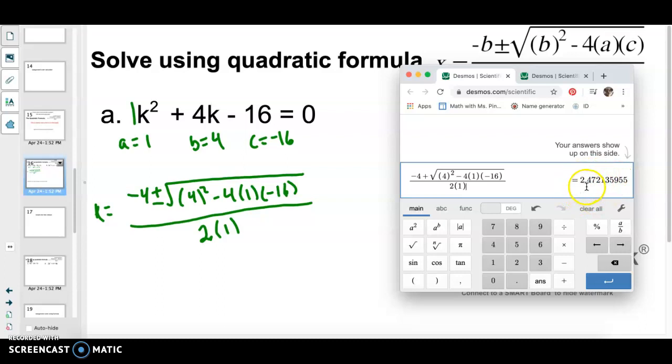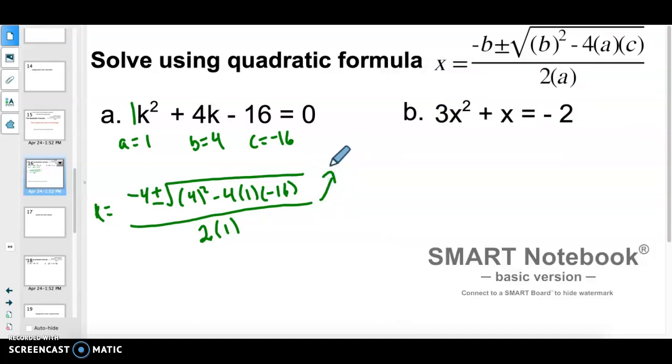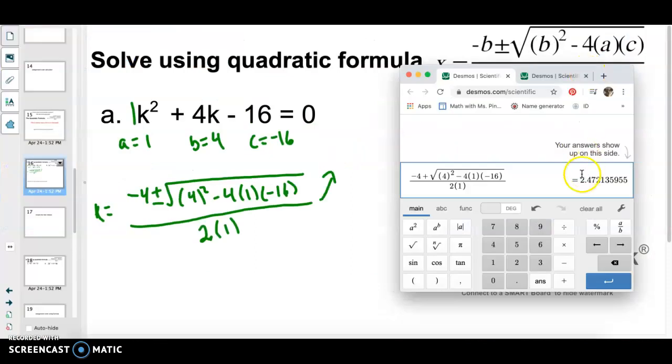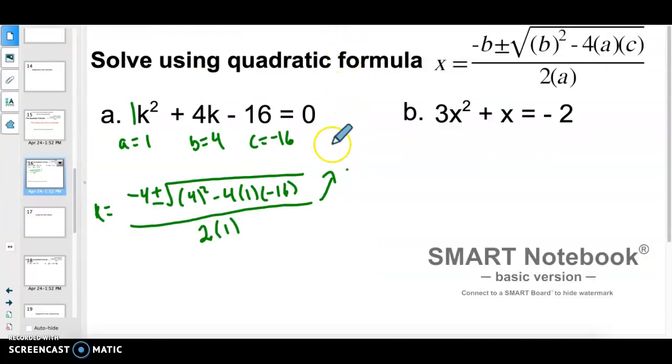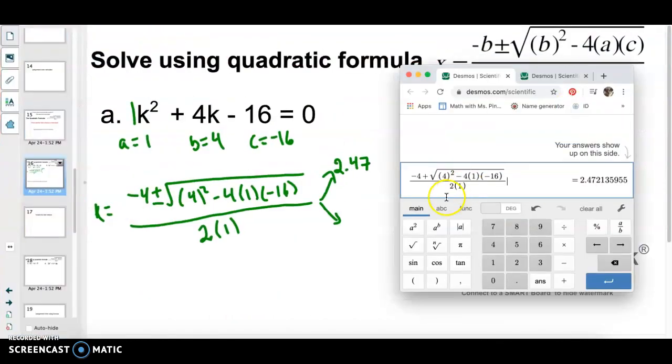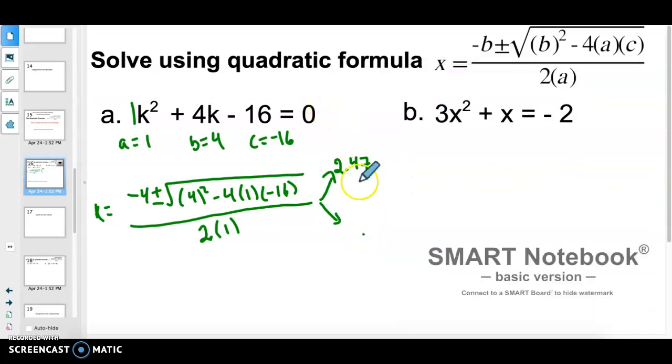Let's round to the hundredths place, so we're going to keep 2 numbers after the decimal. In my answer, I'm going to have 2 different answers. One answer I'm going to have is the positive 2.47, so we're going to write 2.47. But then we also need a second answer. Because we have a plus and a minus, we have to do both. We're going to go back to our calculator, and instead of a plus sign here, I'm going to delete it and put a minus sign. And that gives us our second answer, which is negative 6.47.